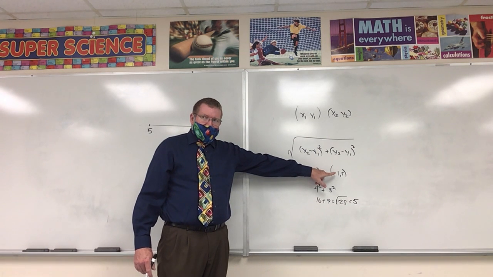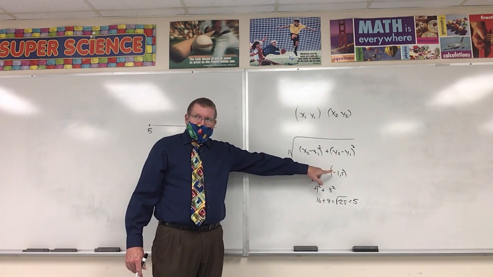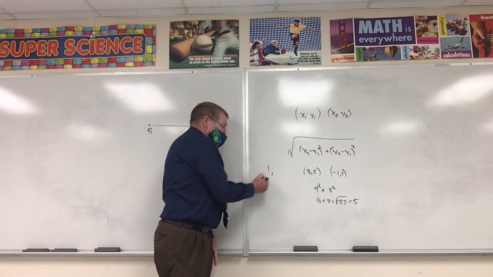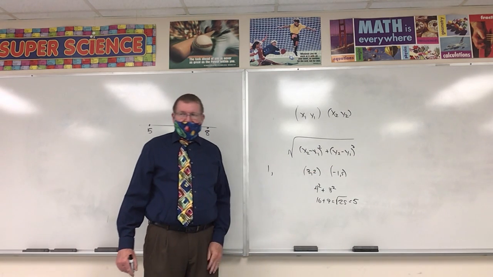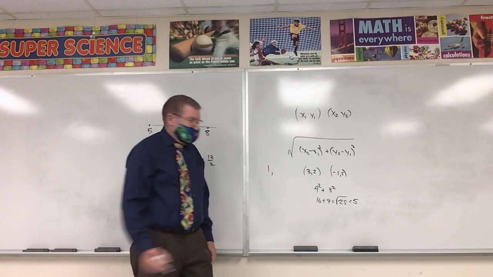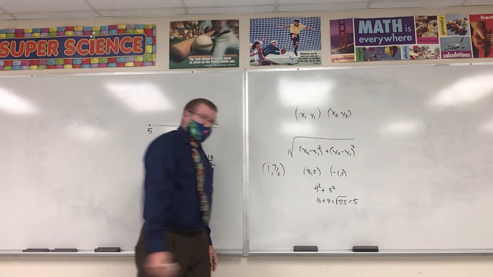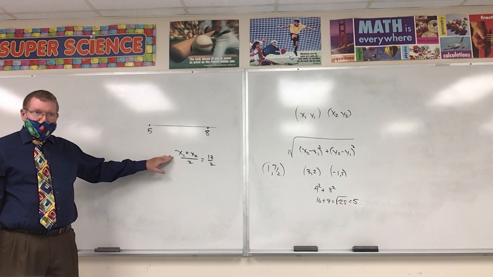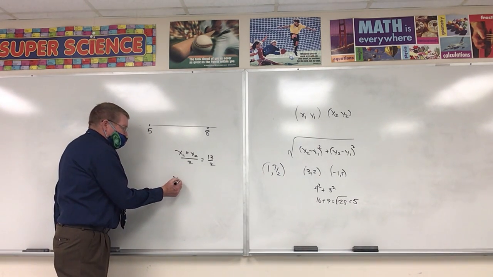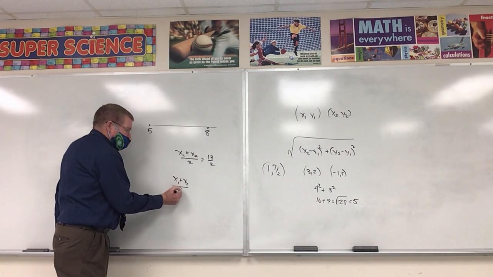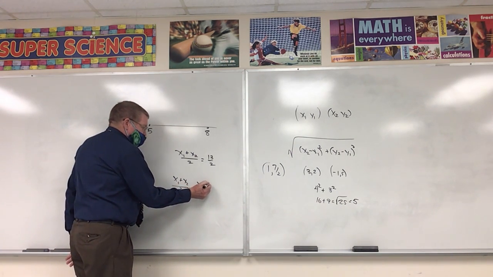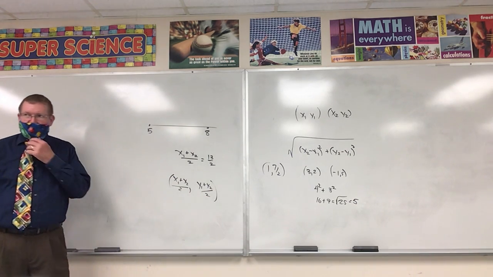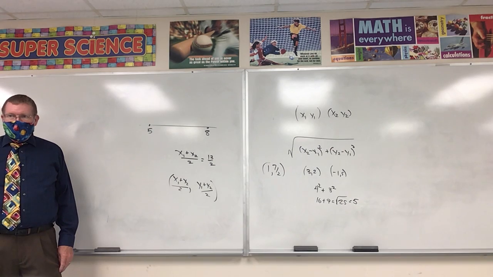3 plus -1. 2. 2 divided by 2. 1. There's my x coordinate. 2 plus 5. 7. 7 divided by 2. 7 over 2. There's my y coordinate. This is the midpoint formula. Right? So if I have x and y, then x1 plus x2 divided by 2, y1 plus y2 divided by 2. And that will give me my midpoint in between 2 points. Okay?